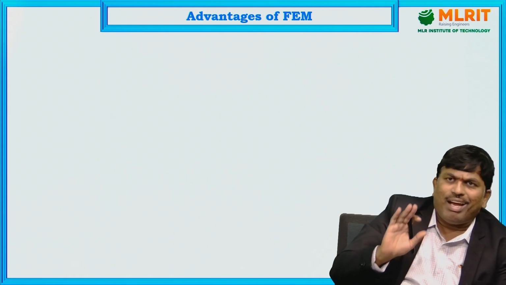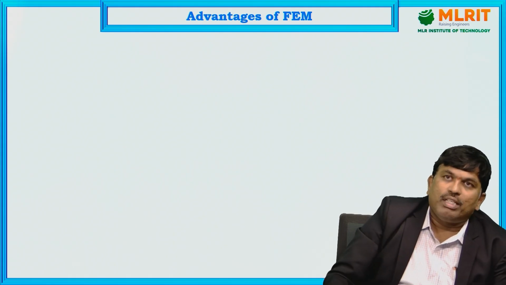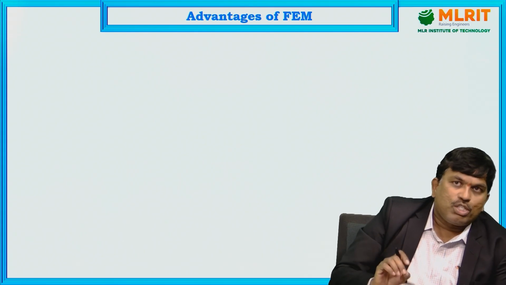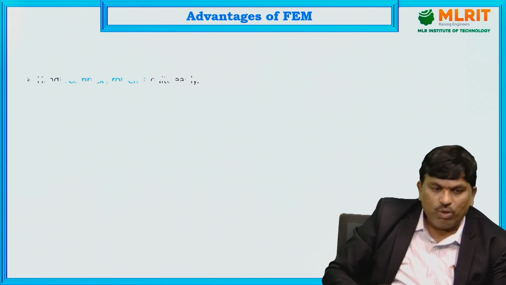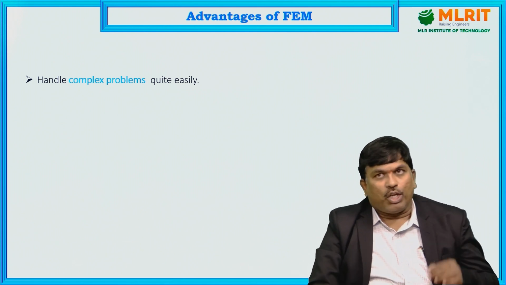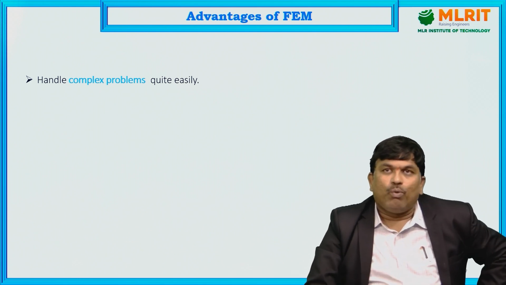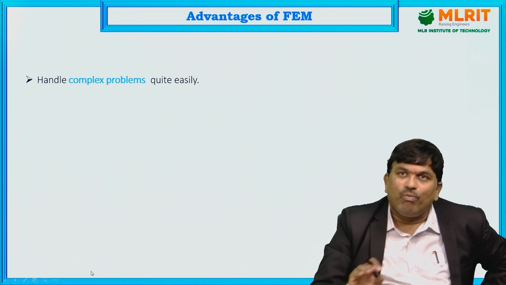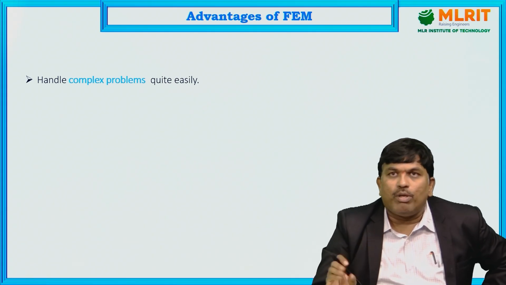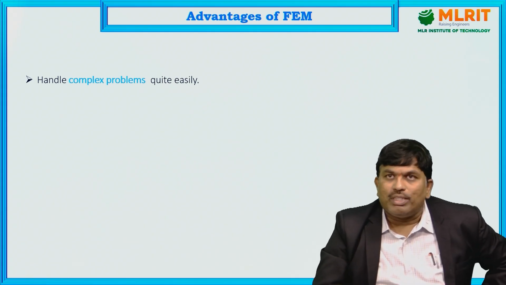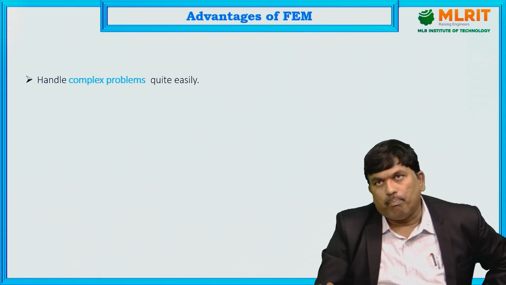The main advantage of the finite element method is that it solves complex analysis very easily. I already said that the finite element method is used only for complex analysis. We never use the finite element method for simple analysis. For simple analysis, the conventional approach is better than the finite element method.